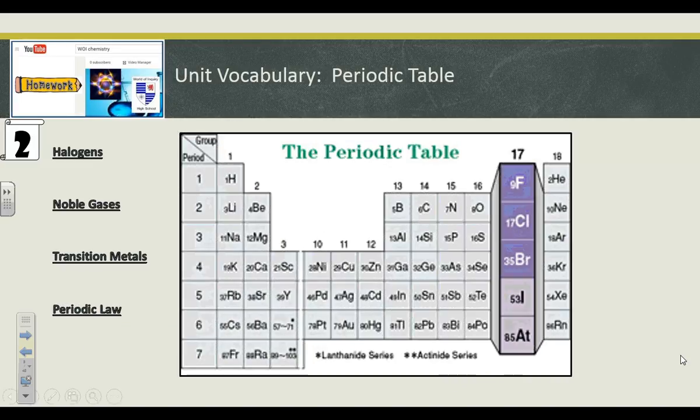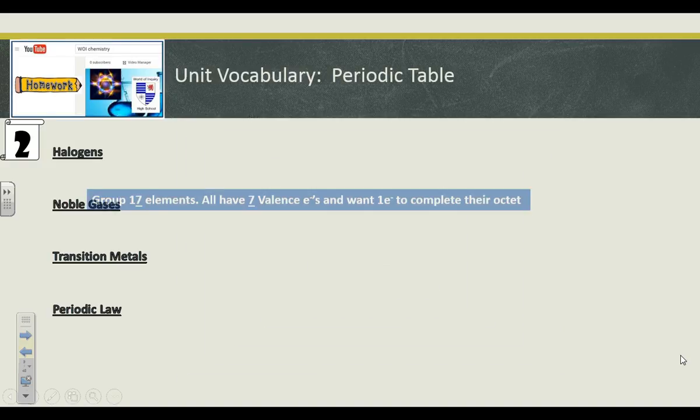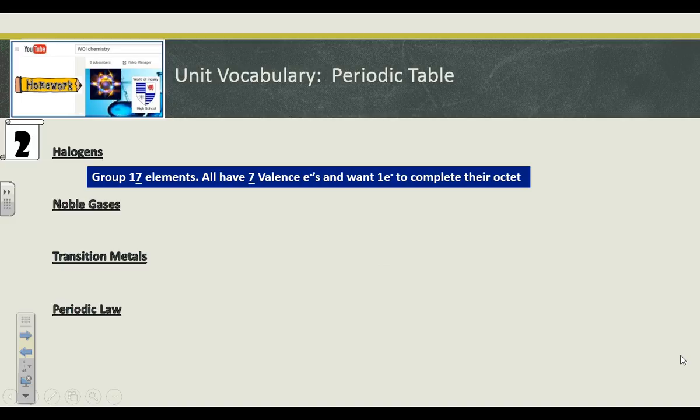Same with halogens. Halogens are the group 17 elements: fluorine, chlorine, bromine, iodine, and At. I'm not even saying that name because it always gets me. I always want to say antimony, and that's not right. It's astatine, isn't it? For whatever reason, I always get them mixed up, but I have a reference table. I can look them up. The part you need to know is that it's the group 17 elements, and they all have 7 valence electrons.